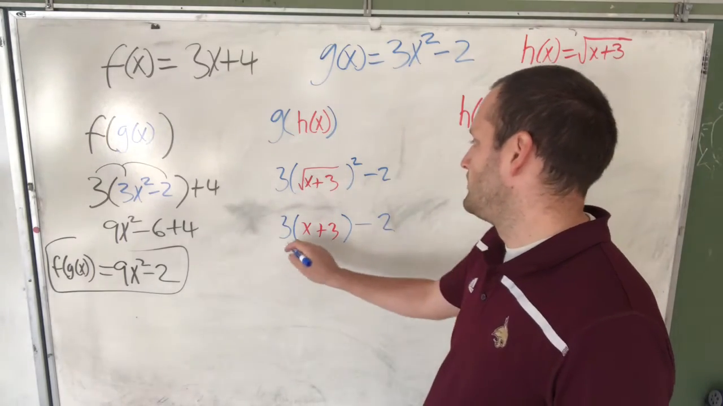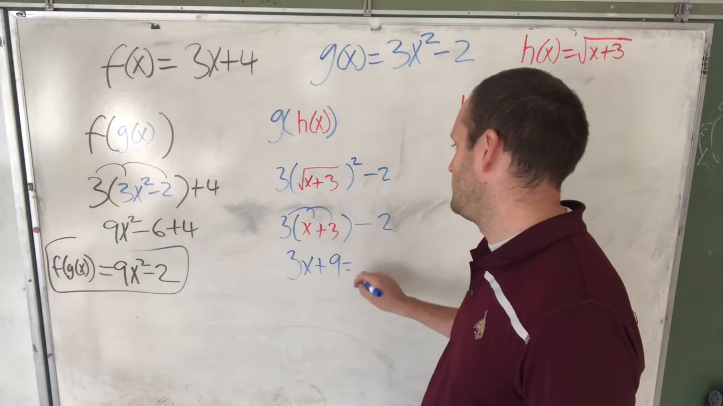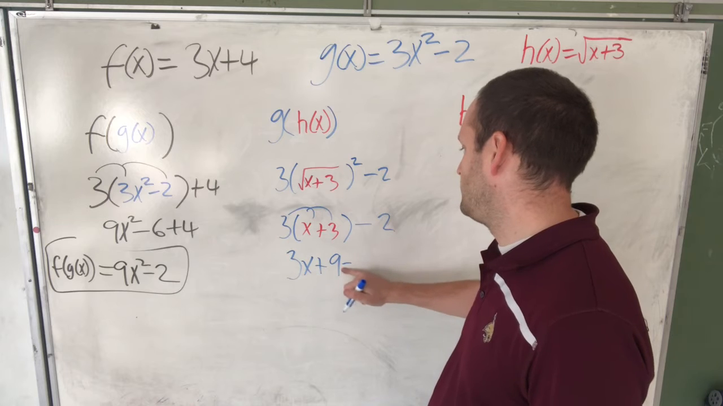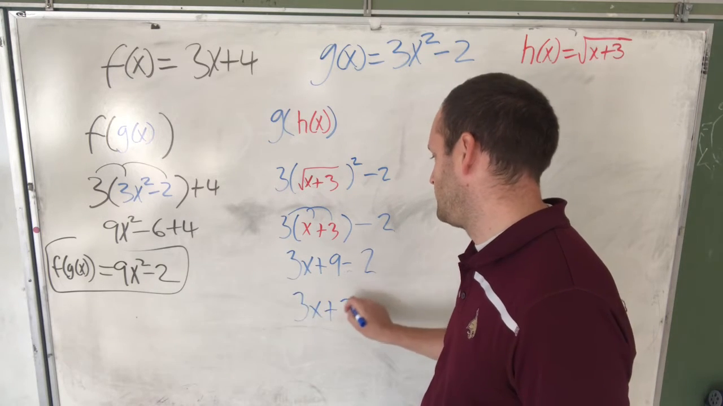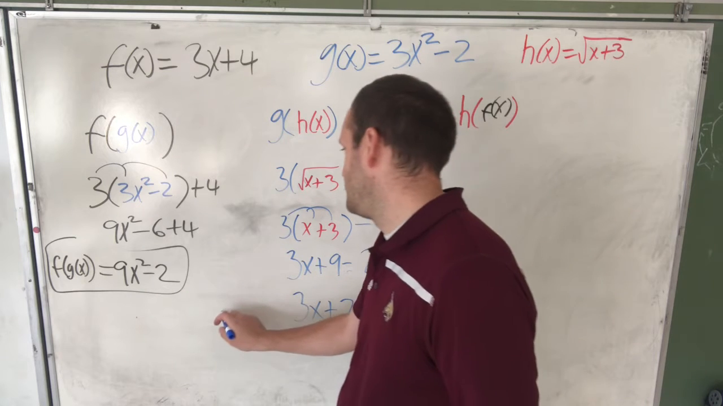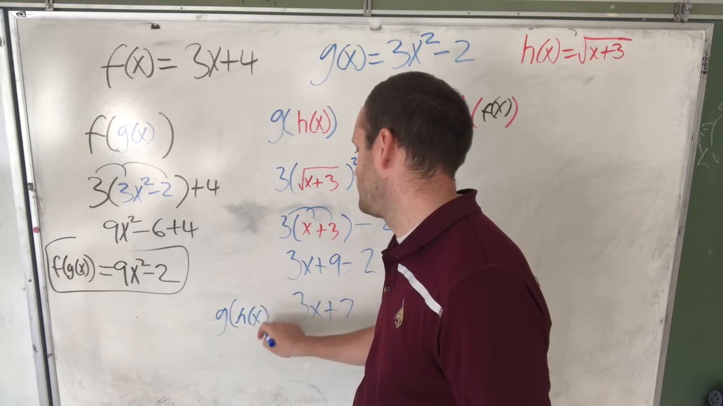Minus 2. So we distribute, that gives me 3x plus 9 minus 2. This gives me 7, so 3x plus 7. That is g of h of x.